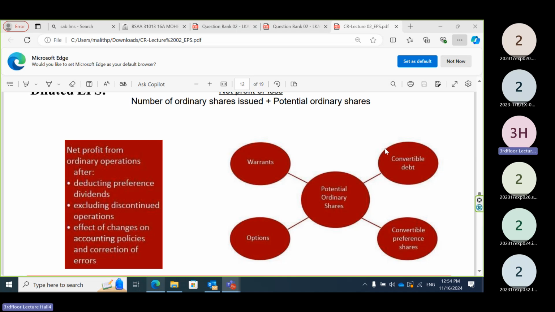Business risk and the finance risk. As the owner of the organization, you have two risks. What are they? Business risk and the finance risk. You know what risk is, right? What is risk?